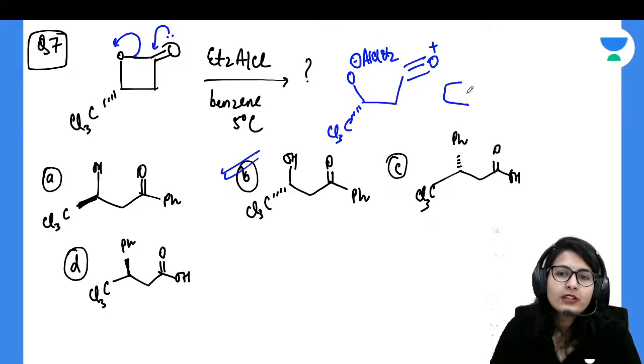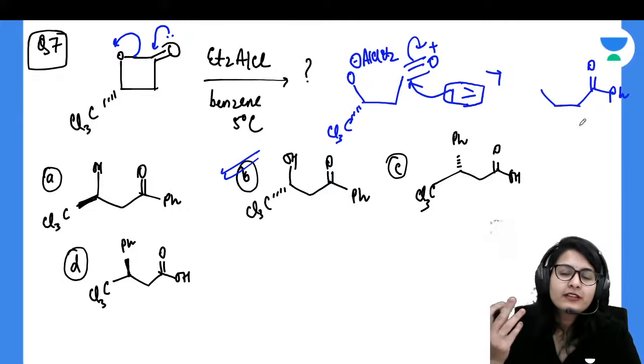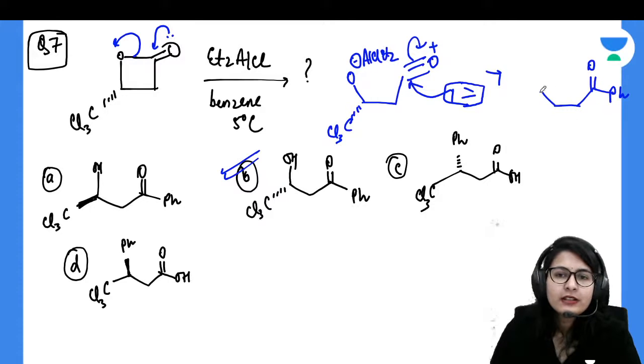Alright, now who is a nucleophile? You have benzene. Benzene could act as a nucleophile like this. And what do you have? You can just write as it is. This is your pH molecule. Obviously, it is going to lose a proton. Your simple electrophilic aromatic substitution, acylation. This is O minus connected with AlClEt2 and CCl3 as it is.